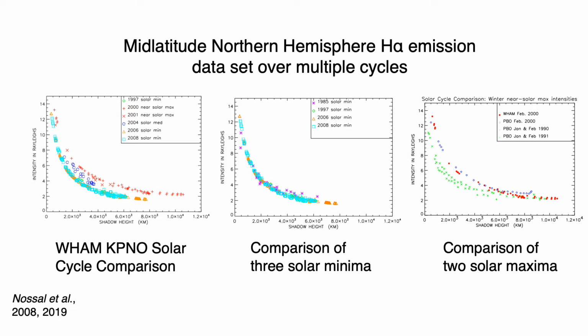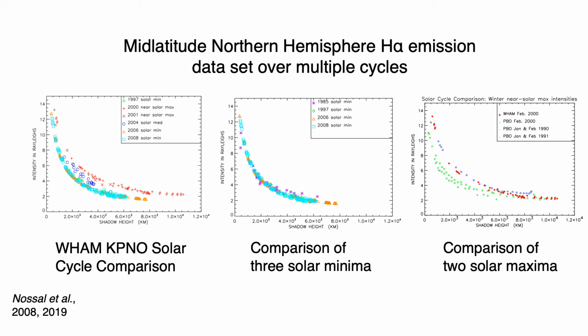The third shows comparison between 2 solar maxima periods. The green points were taken from Wisconsin with a scanning Fabry-Perot. The red-blue points were taken with annular summing instruments, where the red and blue were taken during the same observing period, the blue from Wisconsin, the red from Kitt Peak, Arizona. We can see in this case between the 2 solar maxima, there's higher intensities during the latter solar maxima period.